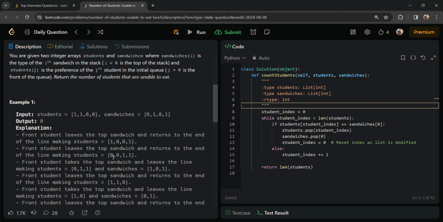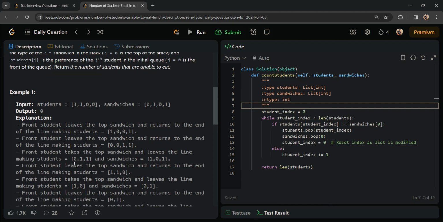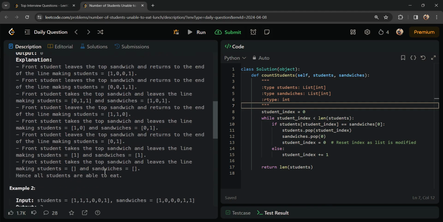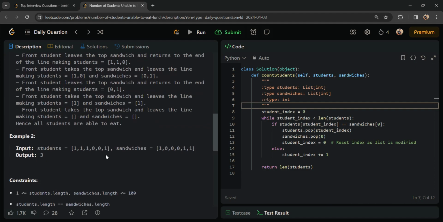If the student is 0, it means they want the circular sandwich, so they can take it, and we remove the 0th element of the sandwiches and of the students also. Now in this case the student wants circular but the sandwich is square, so we move that student back. After this, the student wants square and the sandwich is square, so we take out both. Similarly, we have to count those students who are unable to eat, meaning their preference does not match.